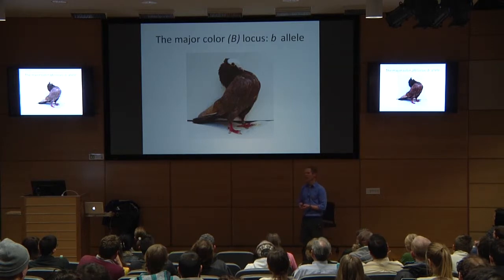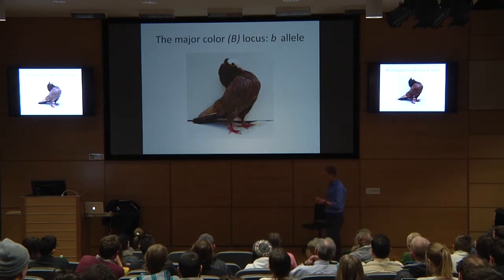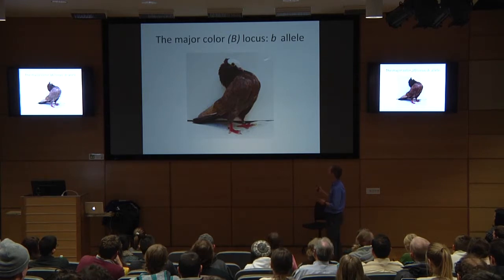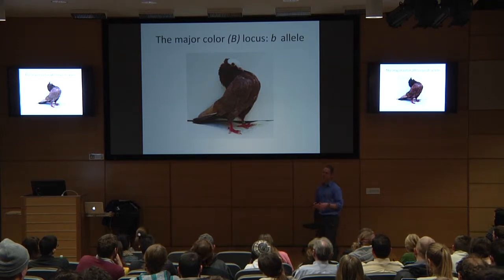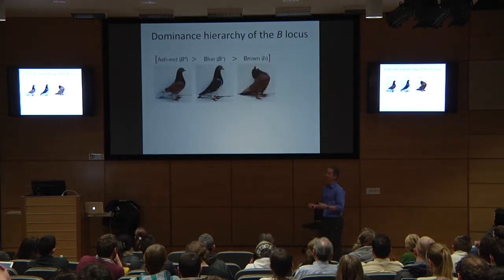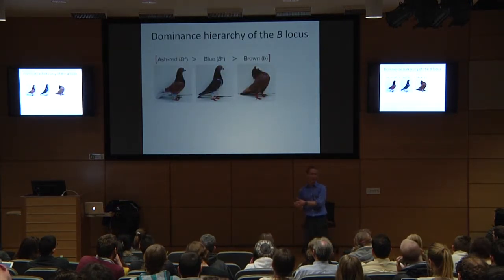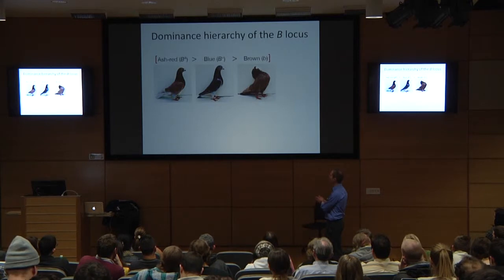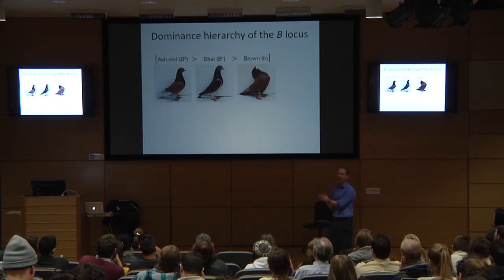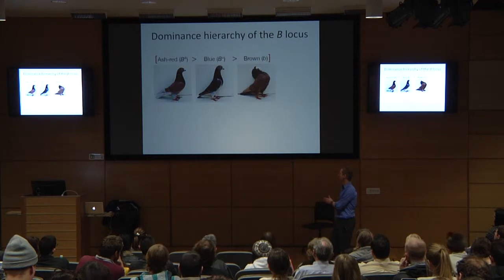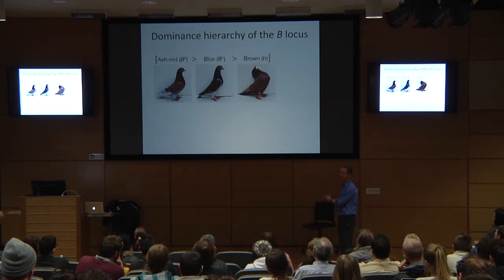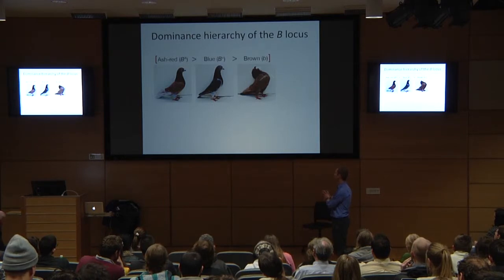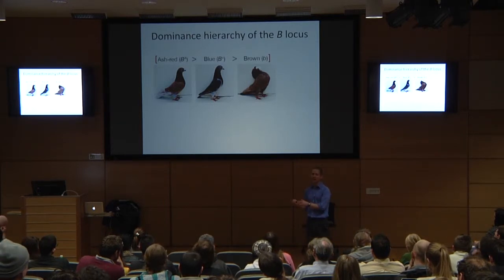From these classical genetic studies, we know that there's yet a third allele at this position in the genome that we call the brown allele, which we symbolize with a lowercase b. Instead of having a black or a reddish color, it has this nice brown color on the feathers. What's more, we know from these genetic studies, dating back almost 100 years now, that there's a dominance hierarchy among these different alleles, so that a single copy of the ash-red mutation is sufficient to produce the ash-red phenotype, whereas the brown mutation is recessive to both the blue and the ash-red allele. So birds need to have two copies of this mutation to have the brown phenotype.